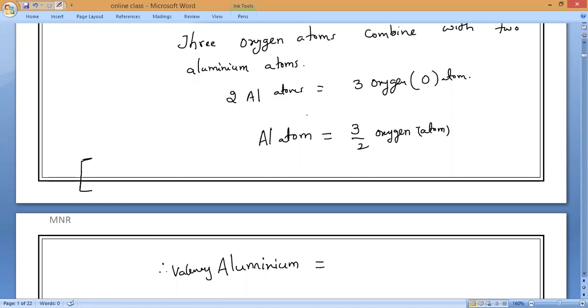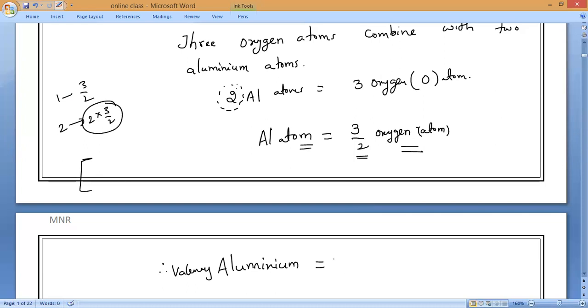So totally, one aluminum atom has 3 by 2 oxygens. But totally how many aluminum atoms do we have? 2 aluminum atoms. So one atom is 3 by 2. If one chocolate costs 3 by 2, then what about 2 chocolates? We'll do multiplication or division, everybody?